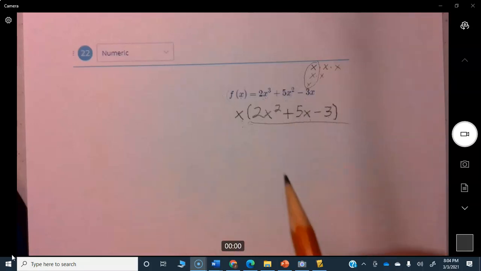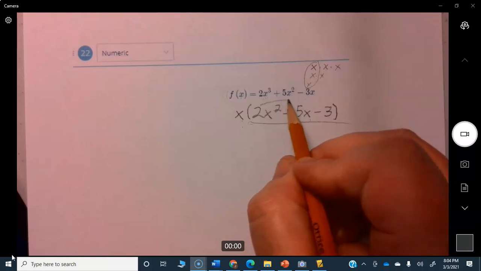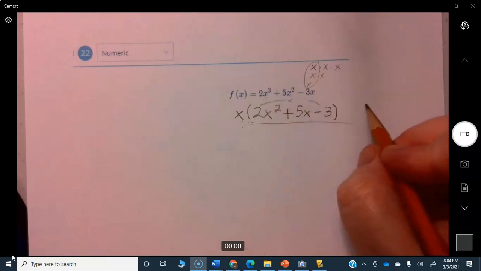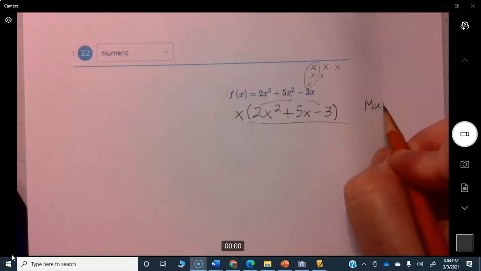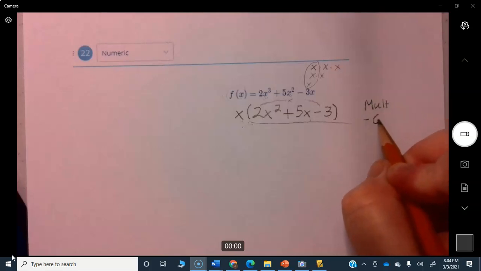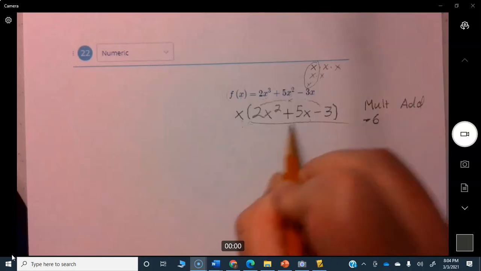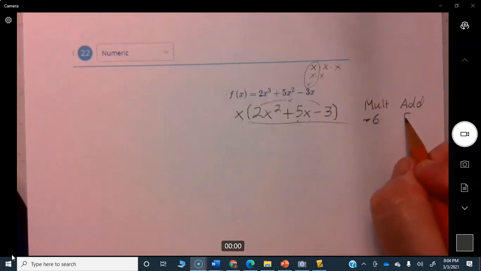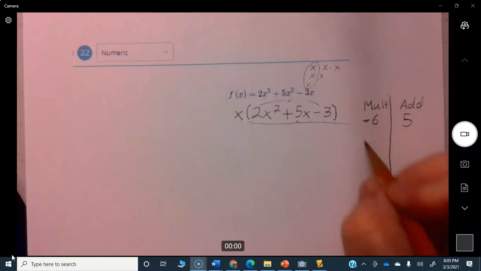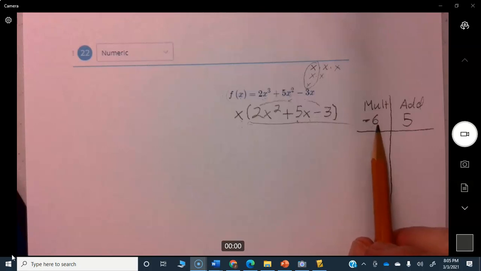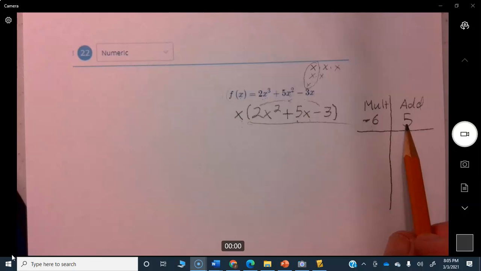So here we go. Grand product is 2 times negative 3. That's going to give you negative 6, so you have to find two numbers that multiply to negative 6. And they have to add to the number in the middle here, 5. Okay, if they multiply to a negative number, one of them has to be negative, one of them has to be positive. Since they add up to a positive number, the bigger of the two has to be the positive.